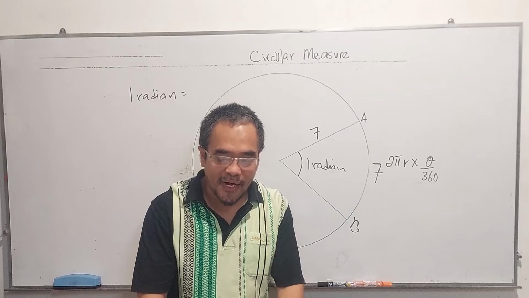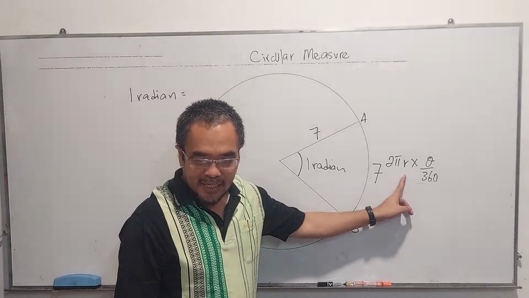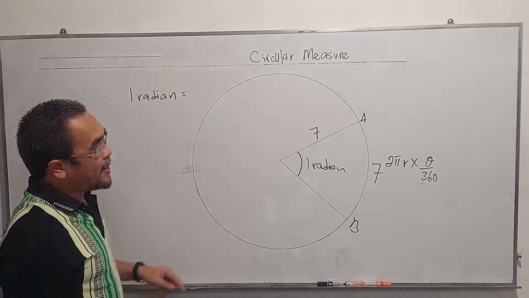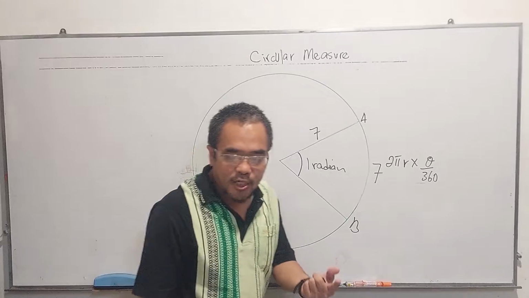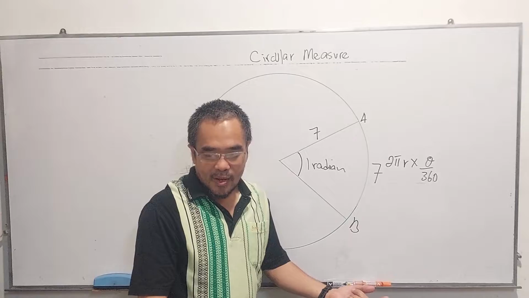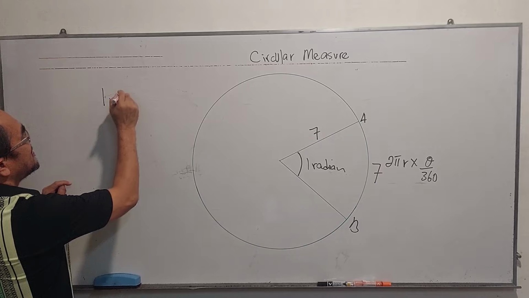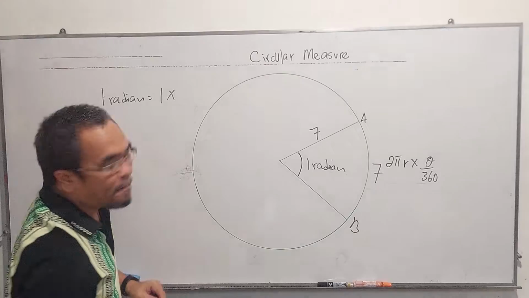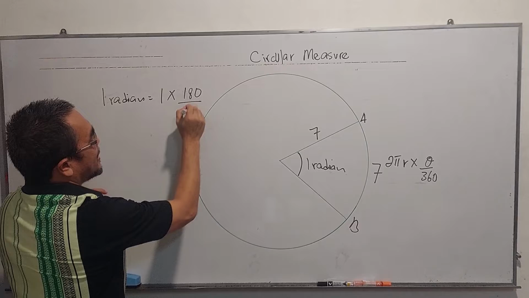Okay, so how big is 1 radian? You can use this equal to 7, then you can calculate. Alright. So 1 radian, that is intro only. So what you have to know is how to change from radian to degree and degrees to radian. Okay, so in order to change from 1 radian is 1 times 180 over pi.